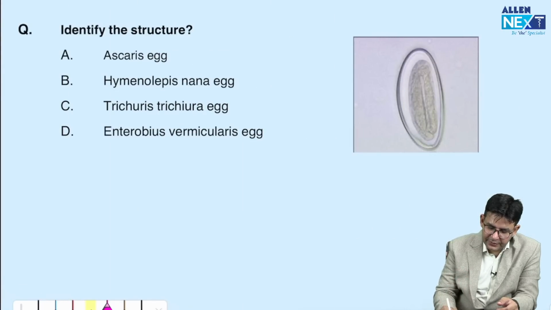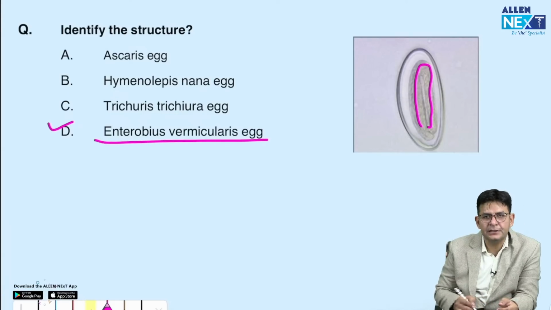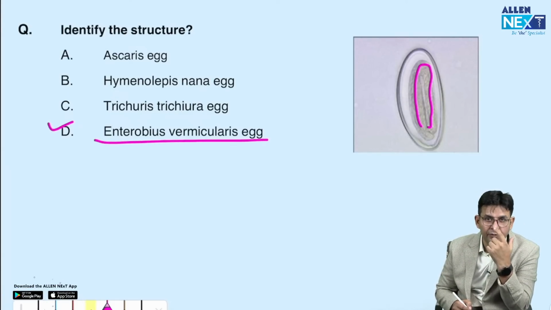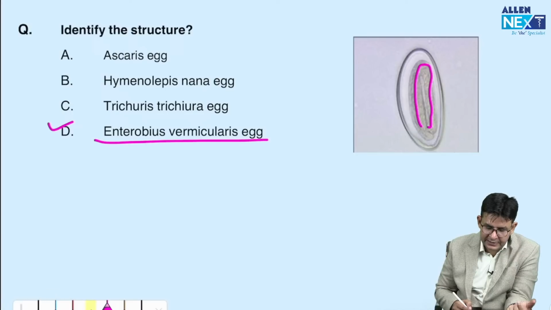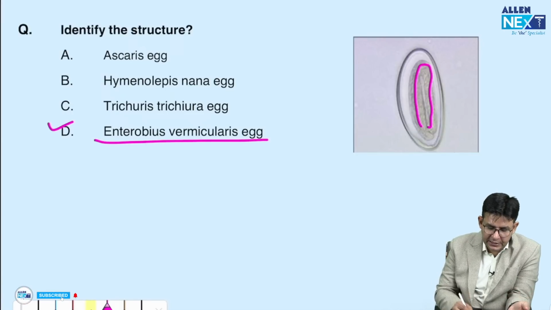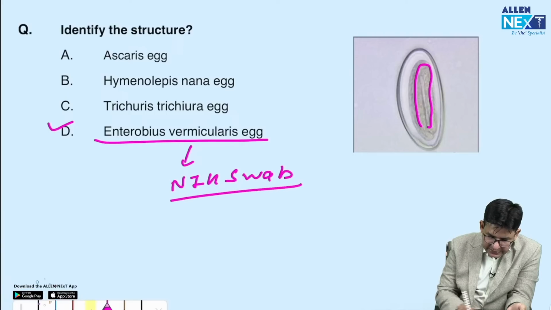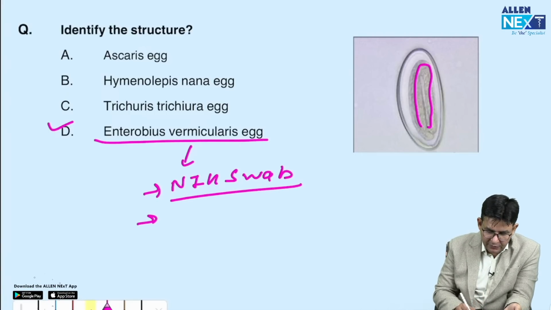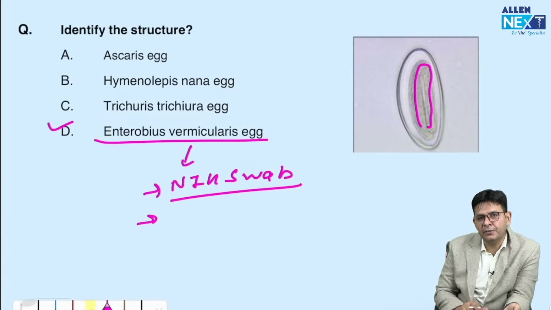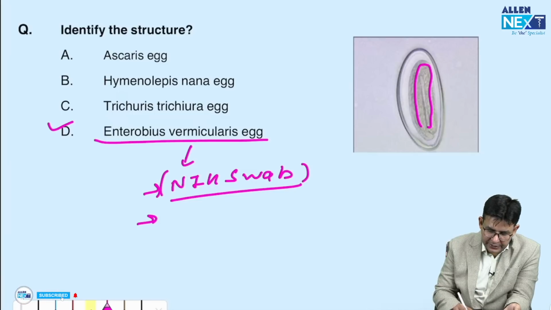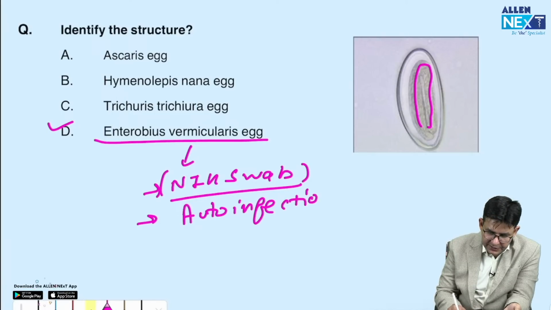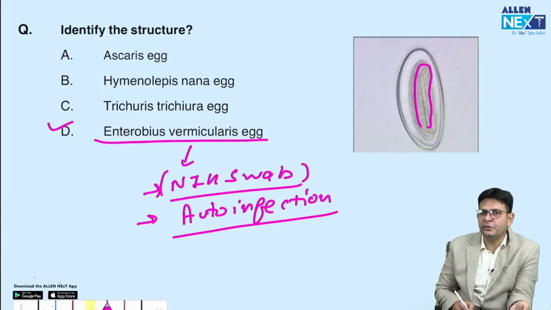Now this one, having a planoconvex shape with tadpole-like larvae. We are talking about Enterobius vermicularis, that is pinworm. This is the one in which NIH swabbing is done, National Institute of Health swab. Along with that, an important point is that Enterobius vermicularis undergoes autoinfection. Like H. nana, this also undergoes what? Autoinfection. Fine.